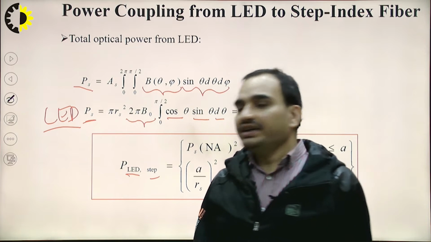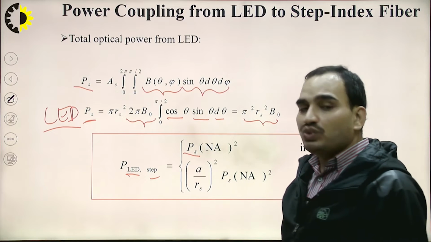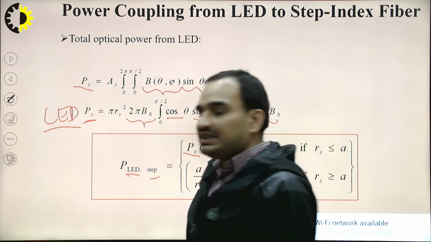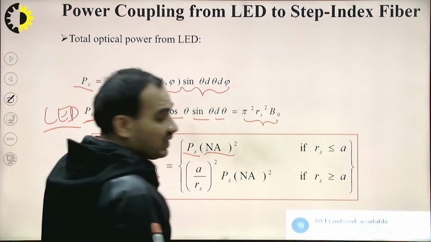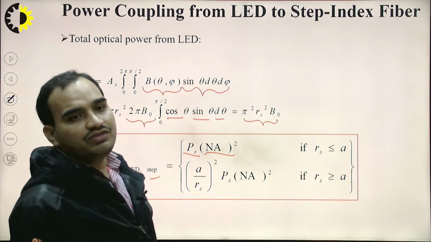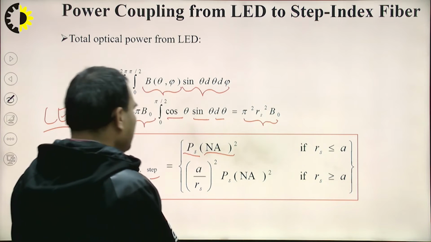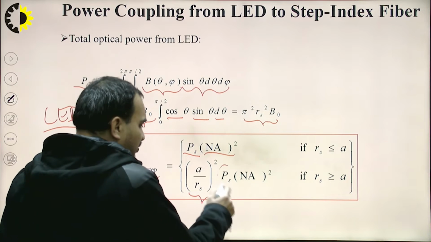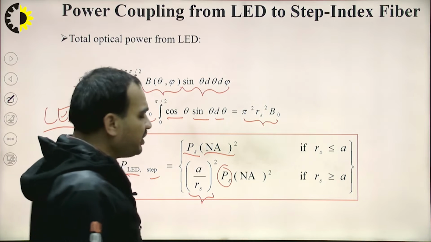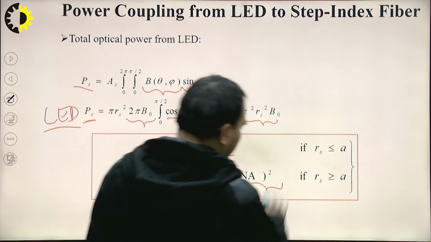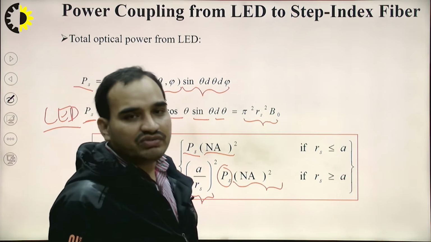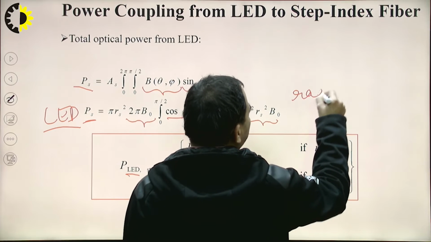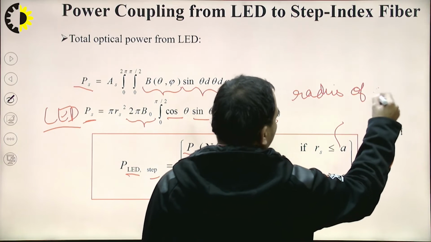So we get the power coupled from the LED to the step index fiber. It is given by PS, the power from the source, times the numerical aperture whole square, when the radius rs is less than or equal to a. And the power coupled from the LED to the step index fiber is given by a by rs whole square, times the power from the source PS, times the numerical aperture whole square, if the radius is greater than the radius of the core, that is a. So a is the radius of the core.